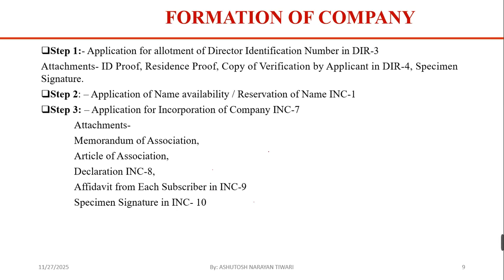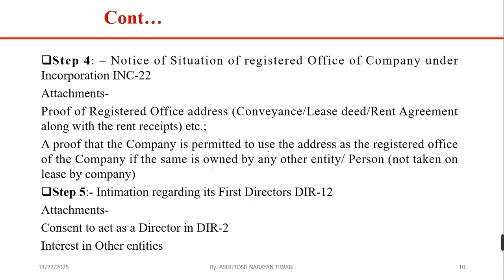Attachments: Memorandum of Association, Articles of Association, Declaration INC 8, Affidavit from each subscriber in INC 9, Specimen signature in INC 10. Step 4. Notice of situation of registered office of company under incorporation, INC 22.